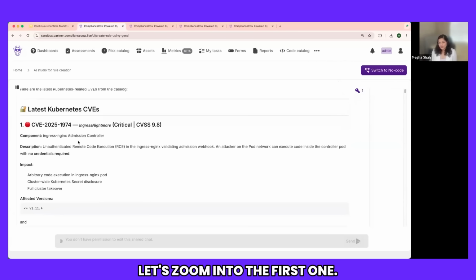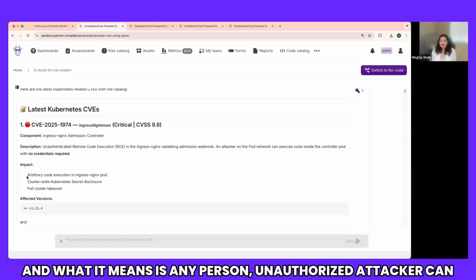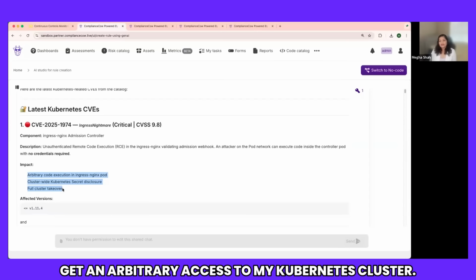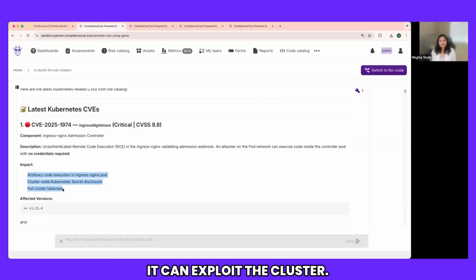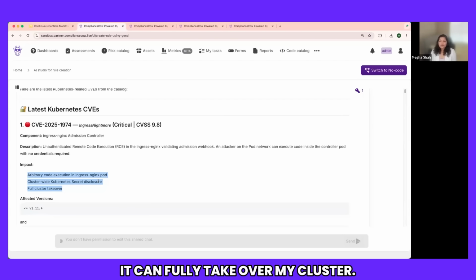Let's zoom into the first one. What it says is ingress. This one is related to an ingress NGINX validating admission controller webhook. What it means is that any unauthorized attacker can get arbitrary access to my Kubernetes cluster. It can exploit the cluster. It can read the secrets disclosed within the Kubernetes cluster. It can fully take over my cluster.